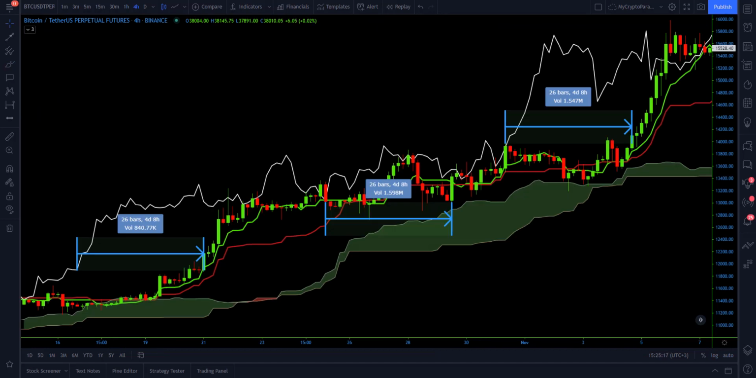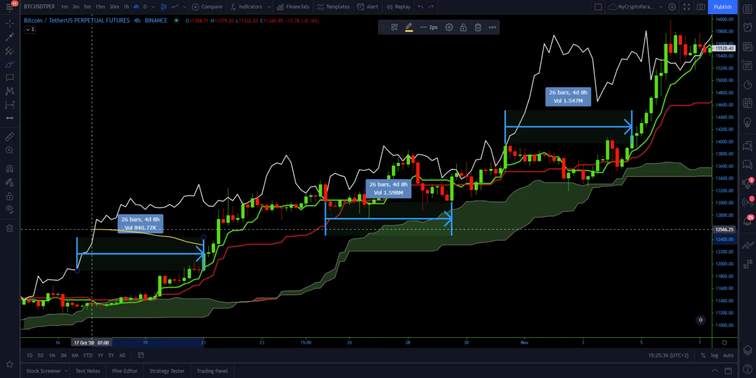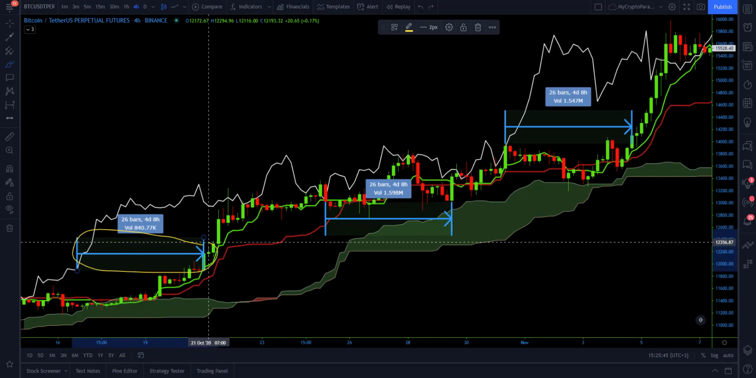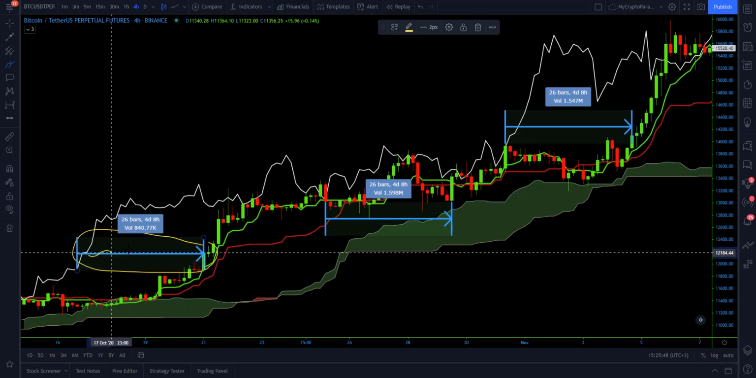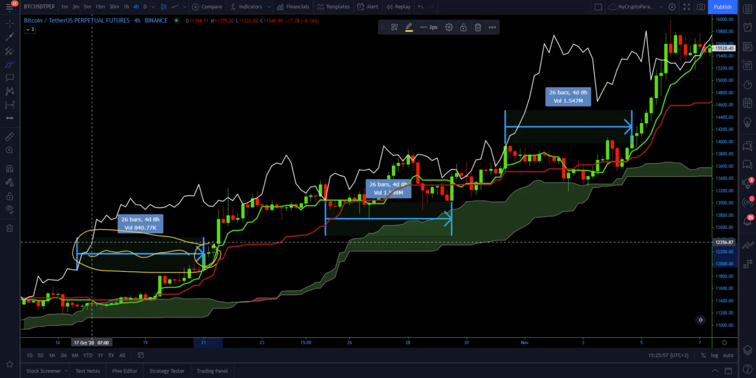Finally, we have a lagging span, which also can help us to determine whether there is trend or not. The simple way is to watch the clear space between the lagging span and the price. We can see that there was no price action in between the price and the lagging span.